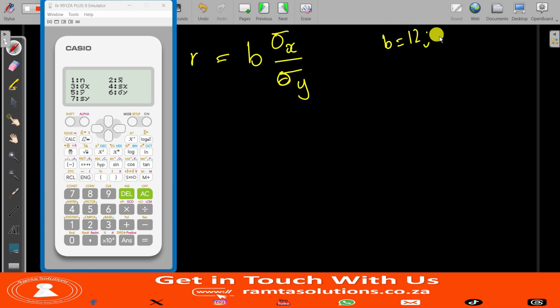Now, what is the standard deviation of the X values? Where is it? Option 3. Do you guys see it? It is 8.6023. I'm just going to leave it here. Okay. Now, let's go to the standard deviation of the Y values. It's option 6. Do you see that? Option 6. What is this?